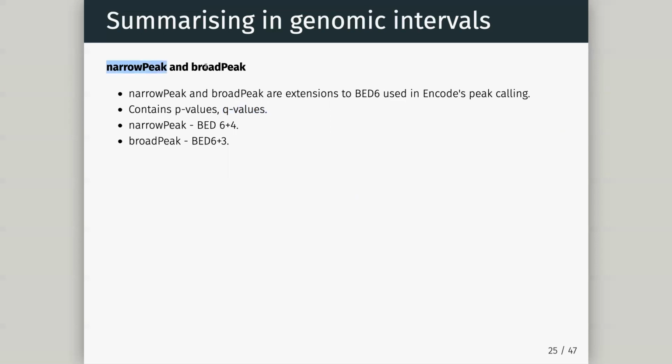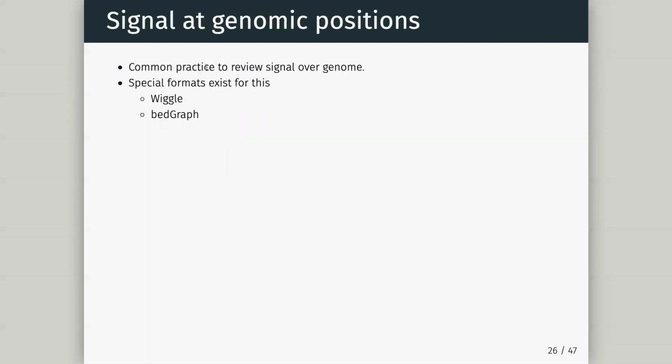The really nice thing about narrow peak and broad peak, you'll see later on, is that it's integrated well with IGV. So if we load a broad peak into IGV, it knows to make the color darker depending on significance, lighter if not. It doesn't do that with bed 6. So that's actually kind of nice about those formats.